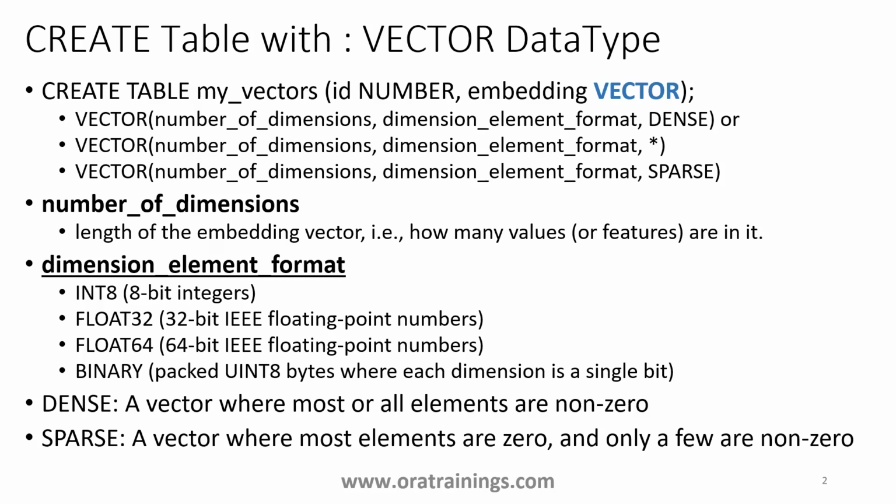The next one is the format of your vector elements. Here you can observe we have around four supported types: integer, float32, float64, and binary. The last one is what kind of vector it is, dense or sparse. Dense means mostly populated, sparse means less populated. So that's the syntax of create table for the vector data type.